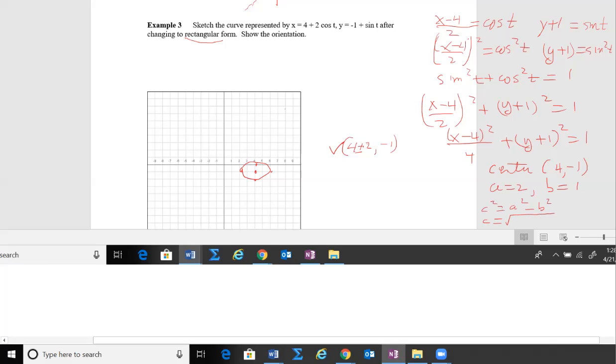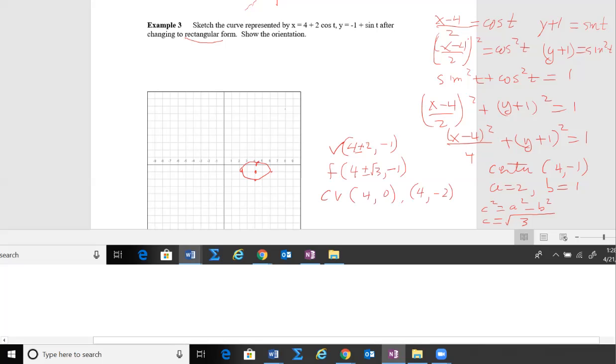And now the foci came from that c squared equals a squared minus b squared. C was the square root of 4 minus 1, which is 3, right? So foci at 4 plus or minus root 3, -1. And you had your co-vertices up here, CVs, and looks like we had a 4 with that 0. And also we had a 4 minus 2. Okay, so that's everything you need to know about it.